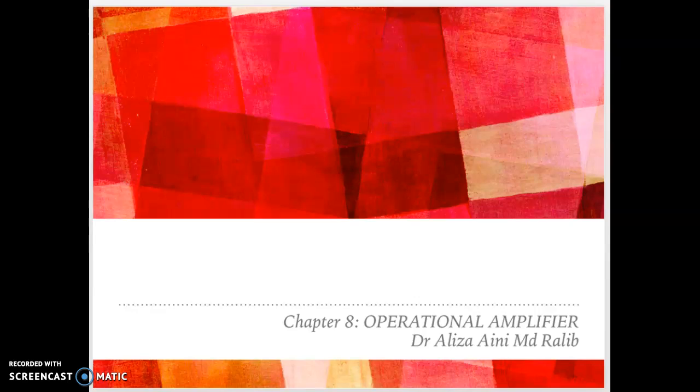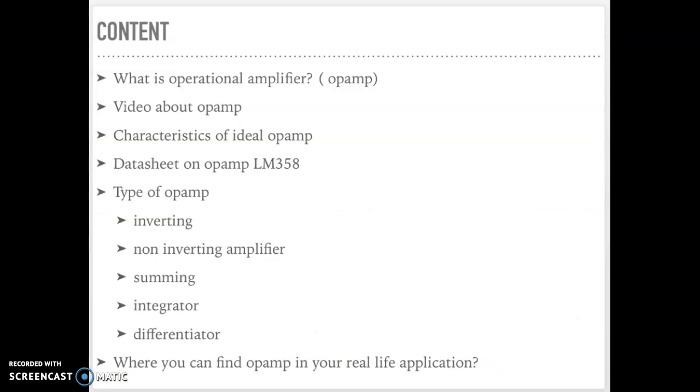So, let's start the new chapter for today. That is chapter 8, operational amplifier. What you're going to learn for this chapter is, the keyword here is operational amplifier. In the short term, we call this one op-amp. So you're going to learn what is the characteristic of the ideal.